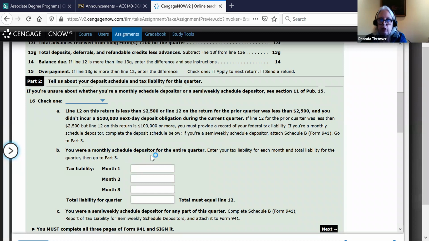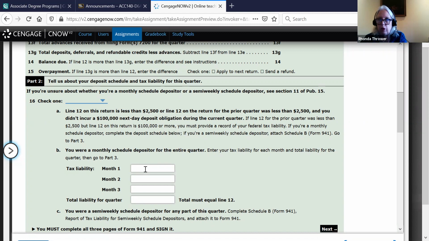If you are a monthly scheduled depositor for the entire quarter, enter your tax liability for each month and the total tax liability for the quarter. And when you're done with this, then you're going to move on to part 3. So it turns out that we were a monthly depositor because the total amount of our deposit was $23,865.92. That's less than 50,000. So we're a monthly depositor. You got to go by those rules that we talked about in the previous video.